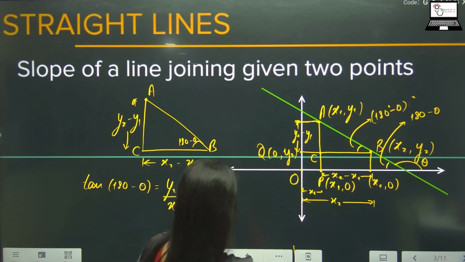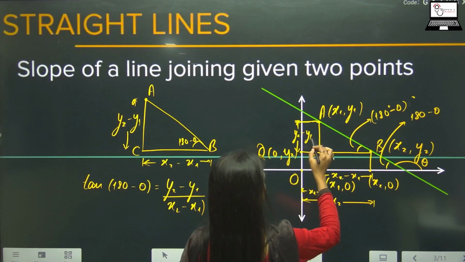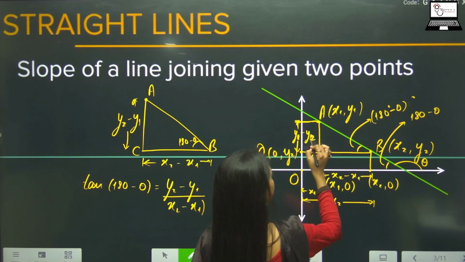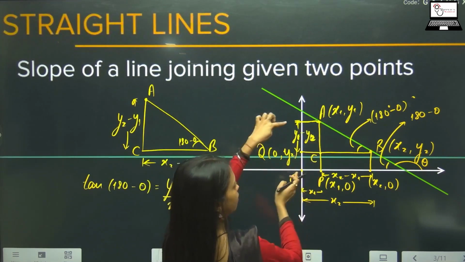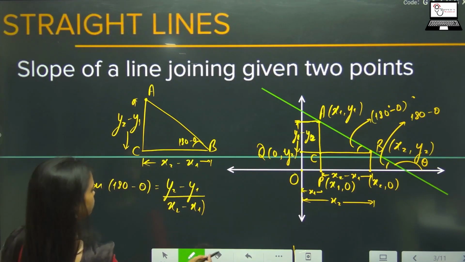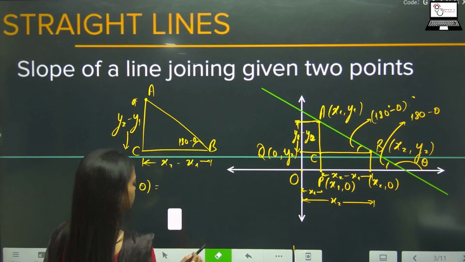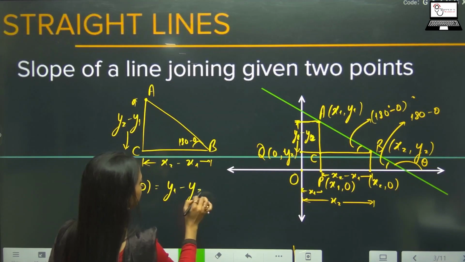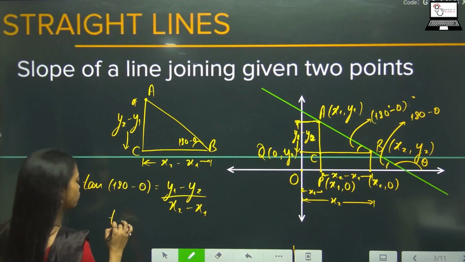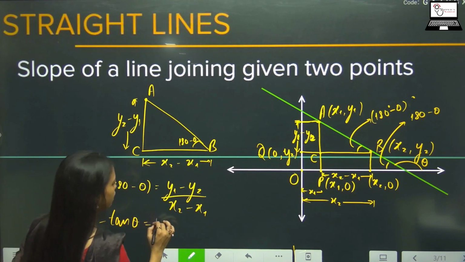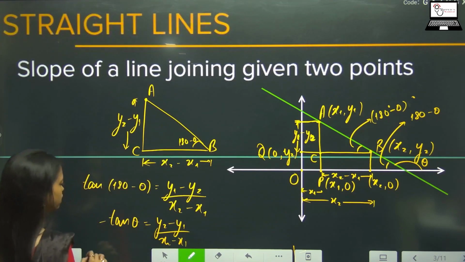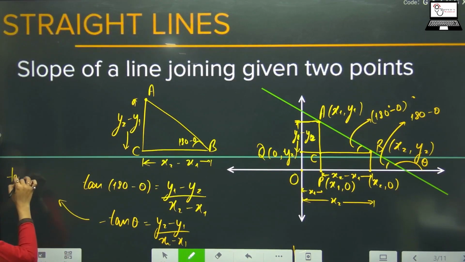There is a small thing. This is y1 minus y2. This whole length is y1 because of point A, and then because of point B, this is y2. So y1 minus y2 over x2 minus x1. Yes. Now this tan 180 minus theta is what? It is minus tan theta. It is y2 minus y1 upon x2 minus x1, which is tan theta.